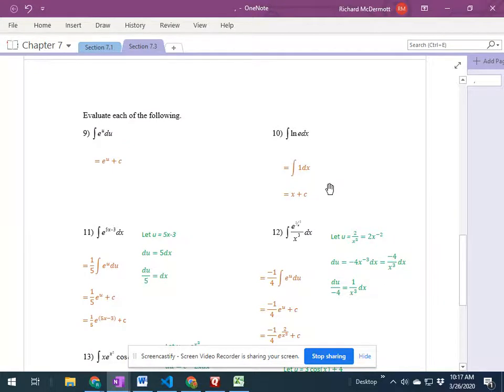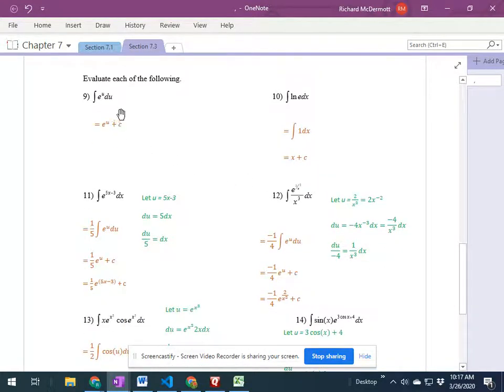Okay. Moving on to integration. The antiderivative of e to the u is e to the u plus c. Which leads us to number 10, the natural log of e. Just trying to make sure you guys are awake here. The natural log of e is just 1. So the antiderivative of 1 dx is just x plus c.